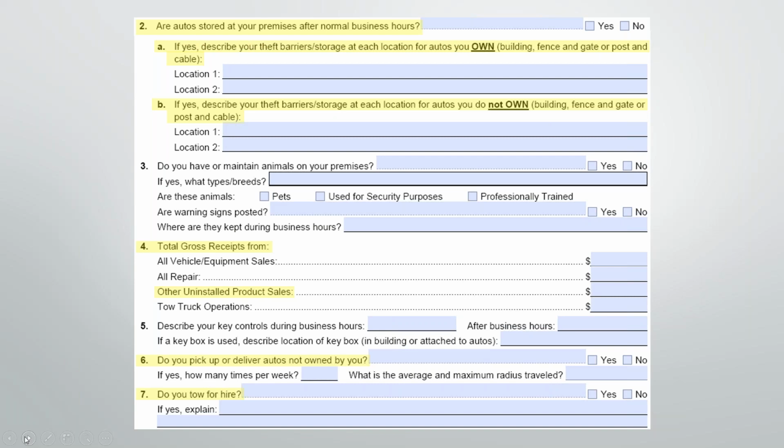Tow for hire is when the client is fielding phone calls from people that need to get their car picked up and taken wherever they want it driven to. If the business owner is picking up vehicles and taking them back to the repair shop, we actually don't consider that tow for hire, because they're picking up vehicles that they're going to be repairing. They're not picking up vehicles and just taking them to somebody else's repair shop, taking them back to the residence, things like that.